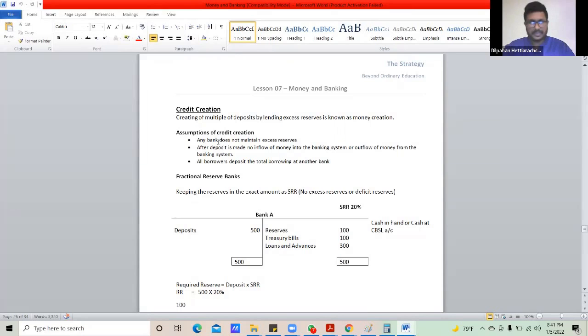But things get a little bit complex with the technical stuff. So we have to learn them, right? So this credit creation calculations altogether, we can divide into two.